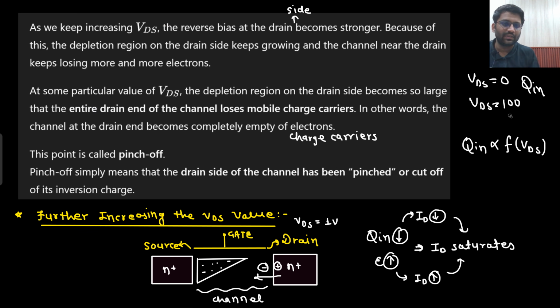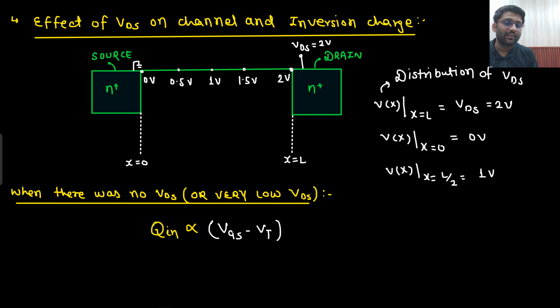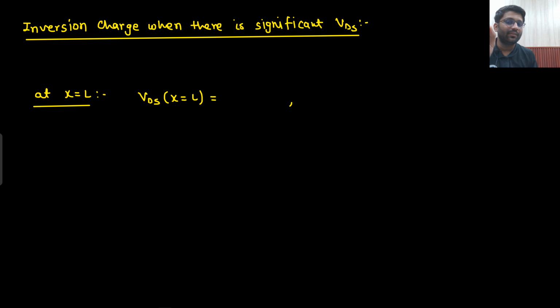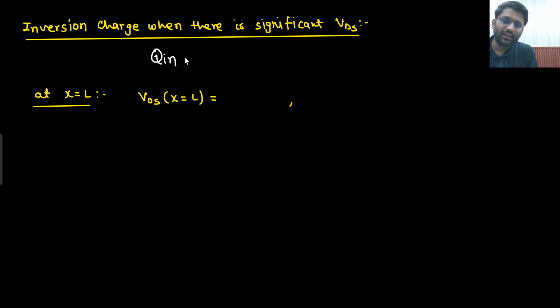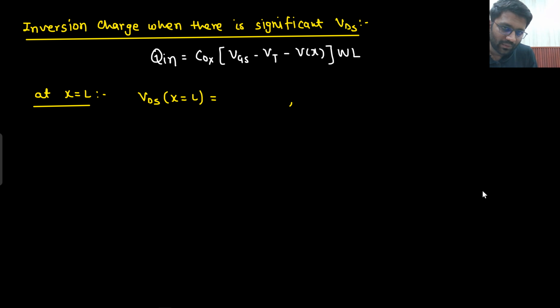Okay, so let me erase this one first. But the VDS value is strongly affecting the inversion charge at the drain end. So now when there is a significant VDS, can I write down the inversion charge in this manner? Here this was the proportionality sign. When I removed the proportionality sign, what did I write down? COX (VGS minus VT) W into L. Just listen to me very carefully. Can I write it down in this manner? COX (VGS minus VT minus Vx) W into L. Say yes or no. Is that fine for you?